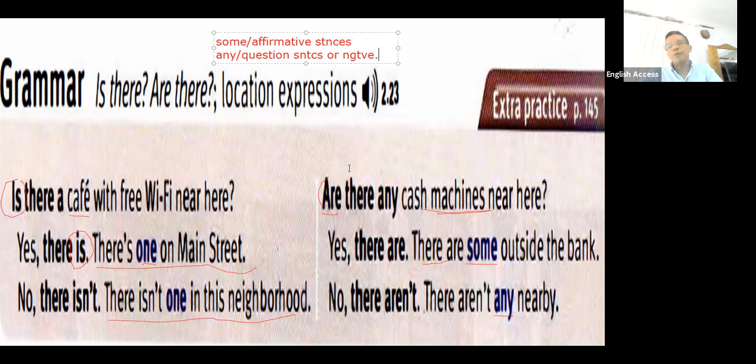That is a topic we saw a long time ago. Just trying to remember, or to remind you what you have to do with this "some" or "any." Remember the use of this, they have a special topic, "some" and "any." But in this case, we are talking about the use of "is there" or "are there," and location expressions, singular and plural.